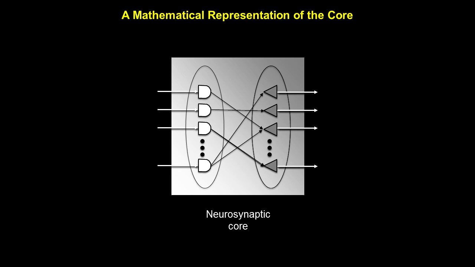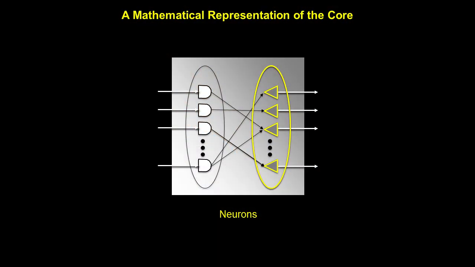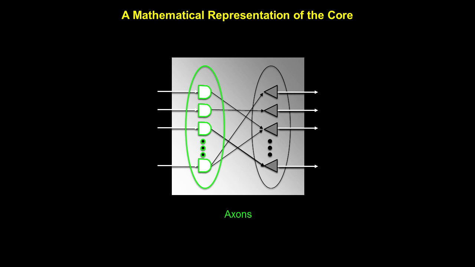So we have a chip with 1 million neurons and 256 million synapses spread across 4,096 of these neurosynaptic cores. Okay, so what's in a neurosynaptic core? First, we have neurons, and these are the computational elements of the core, as well as the outputs. Second, we have axons. These are the inputs to the core. These receive spike events from outside the system or from other cores. And lastly, we have synapses. And these are the connections from the input axons to the output neurons.